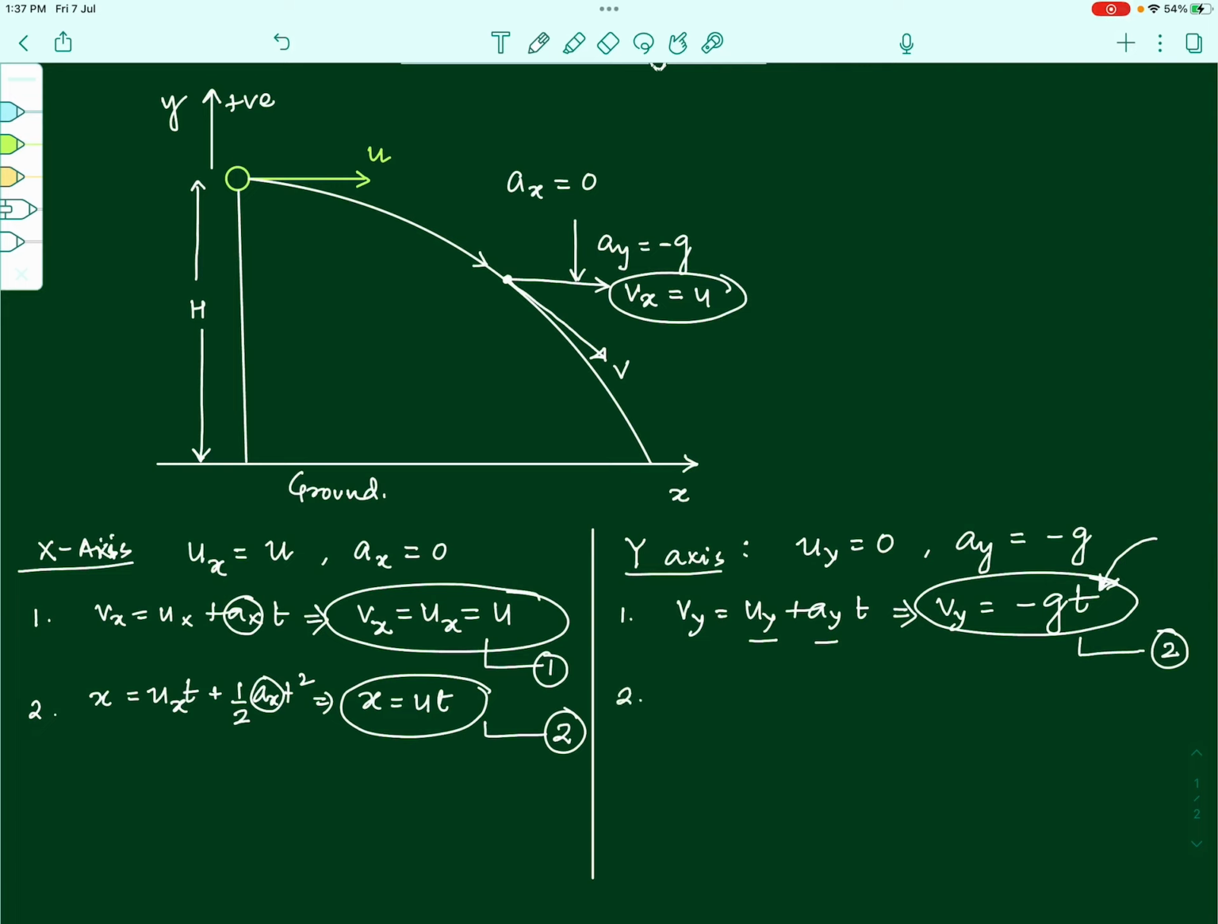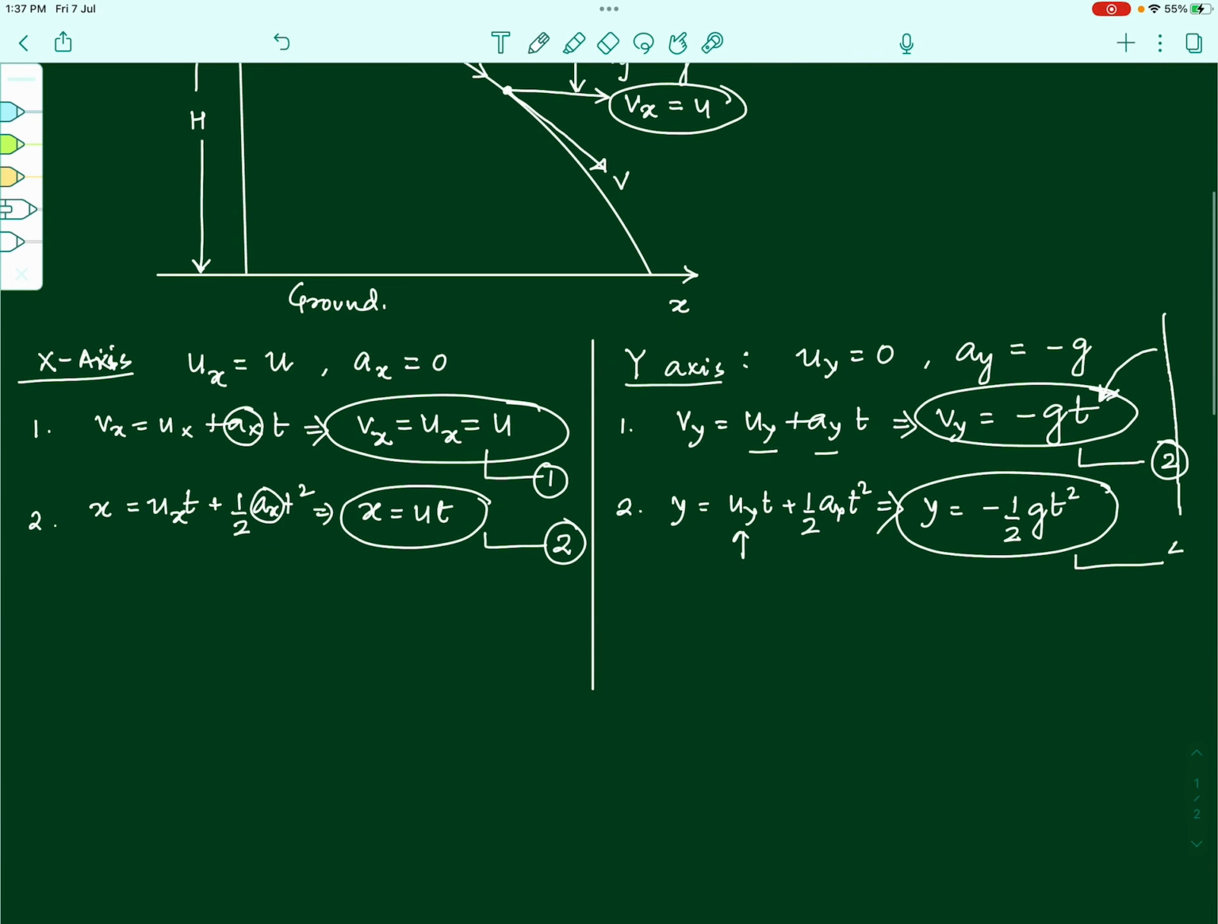Along the y-axis, the same equation will give us y is equal to uy t plus half ay t squared, which will give us, because uy is 0 this time, y is equal to minus half g t squared. The minus sign comes from ay being negative. So this is a quadratic equation, right? Let's call this equation number 4 here, and this is a quadratic equation in t.